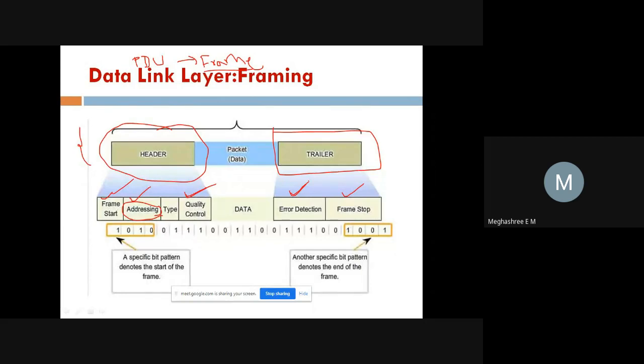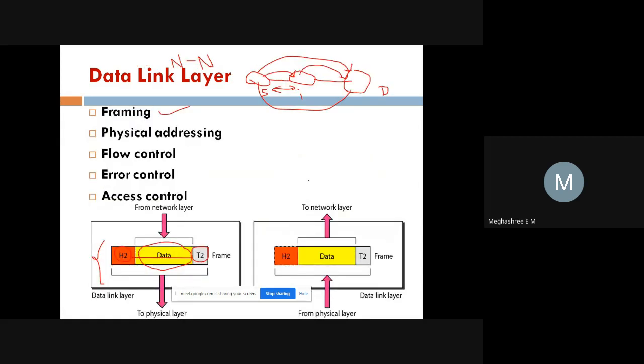So all together we call it framing, and this is one of the functions implemented at the data link layer, and the data link layer follows node to node delivery. Please remember, node to node delivery. The next function with respect to the data link layer is physical addressing. This is the second function, which says the source address and the destination address are in the header part.